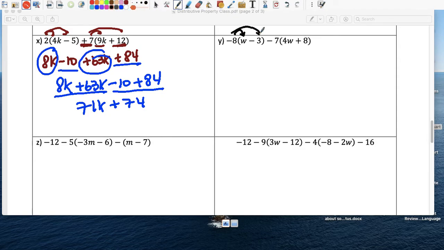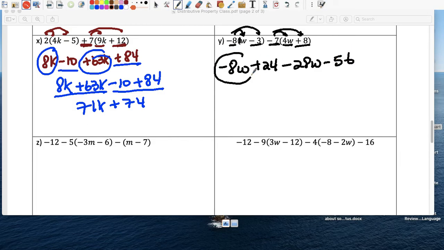Here and here, and then here and here is where the distributive property happens. Negative 8, and then there's a 1 here. Negative 8 times 1w is negative 8w. Negative 8 times negative 3 is positive 24. Negative 7 and negative 4w is negative 28w. Negative 7 and positive 8 is negative 56.